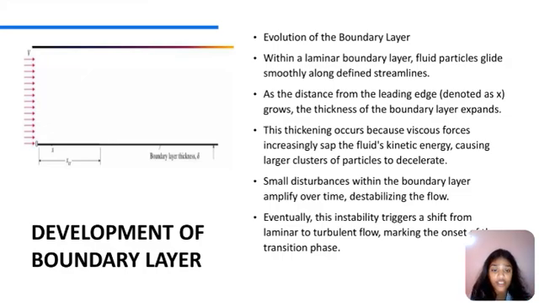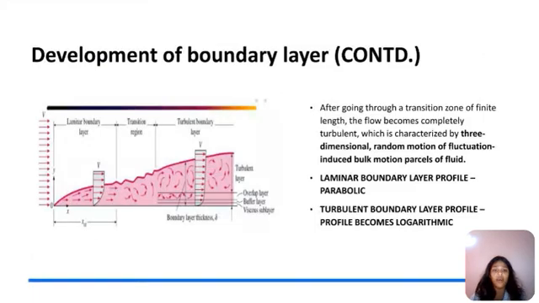Small disturbances within the boundary layer amplify over time. Next, this instability shifts the flow from laminar to turbulent, making up the transition phase. Development of the boundary layer continues as, after going through this transition zone of finite length, the flow becomes completely turbulent.